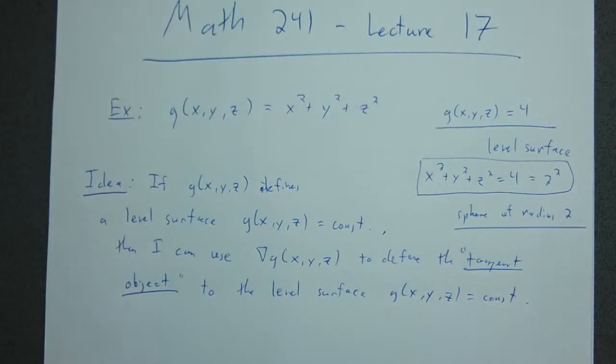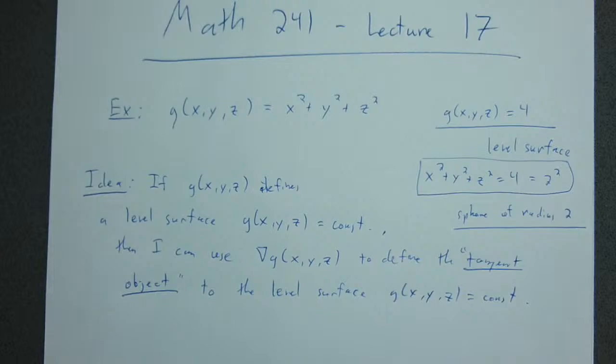Now, of course, the reason I'm using the words tangent object here is because tangent lines, as I mentioned before, are not going to be the thing that we're actually interested in, because it's just not enough dimensions, right? So the tangent object of interest is always going to have the same dimension as the thing that it is tangent to.